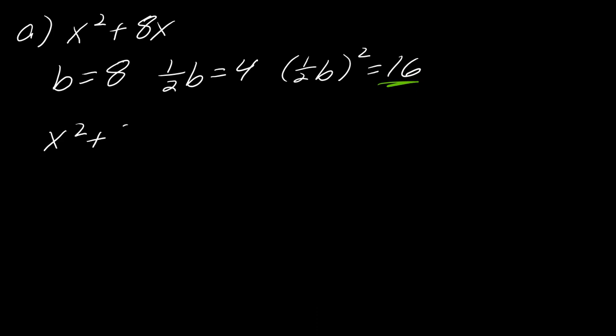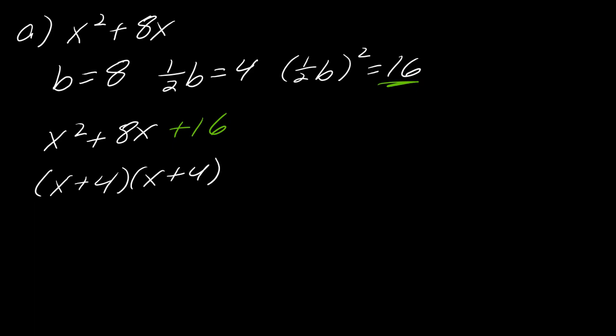So I've got x squared plus 8x, and now I want to add this 16. And now I want to factor this. This factors as x plus 4 times x plus 4. So I can rewrite this whole thing as x plus 4 squared. Your goal is to actually just jump to this step. You don't need this step here.